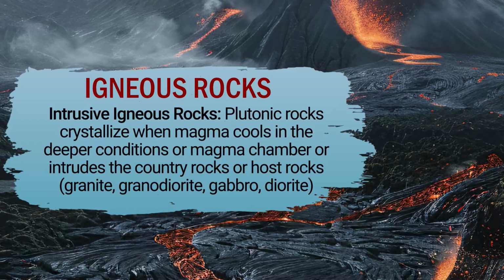Now igneous rocks can be of two types. One is intrusive igneous rocks and the second is extrusive igneous rocks. Plutonic rocks crystallize when magma cools in deeper conditions or in a magma chamber, or intrudes the country rock or the host rock. They are called intrusive igneous rocks. Examples are granite, granodiorite, gabbro, diorite.